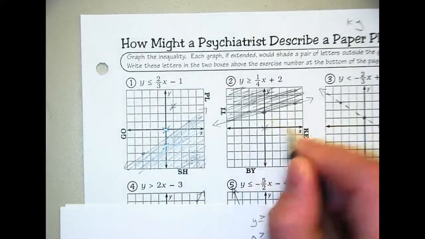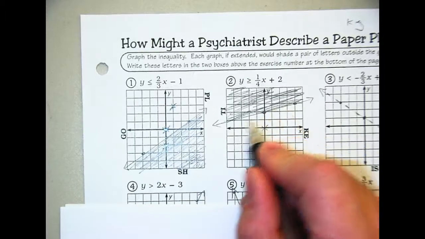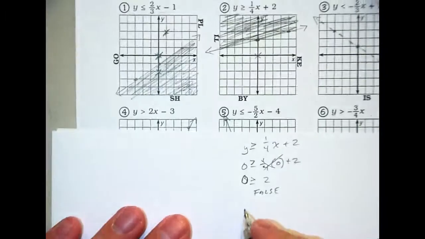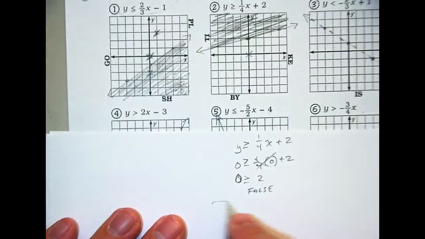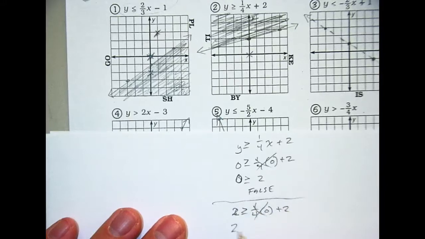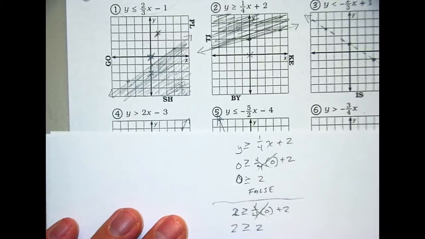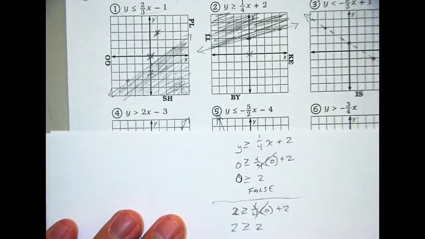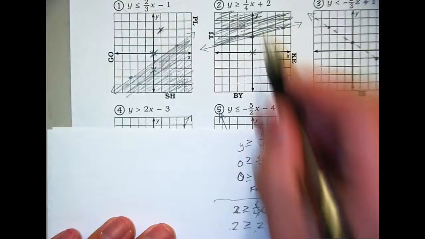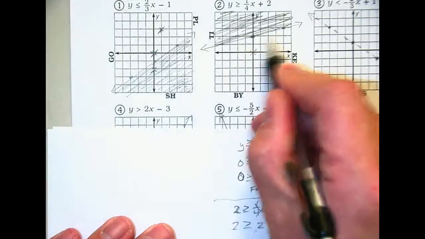Okay, if I were to pick a point that's actually on this solid line, like the ordered pair 0, 2, and I were to put 0, 2 in here, so 2 for y and 0 for x, that part disappears, but I get 2 is greater than or equal to 2. Is that a true statement? Yeah, it's equal to 2. So the point on this line works.